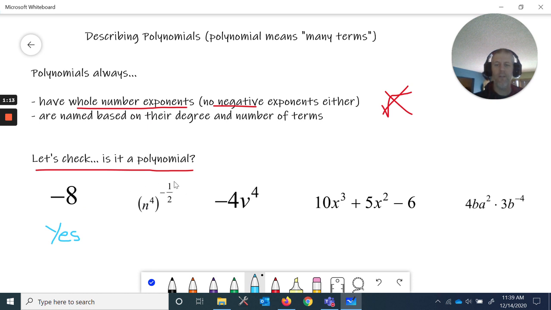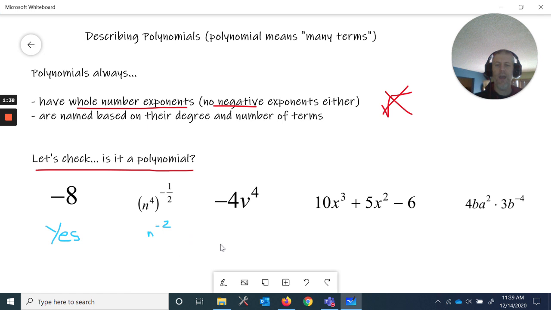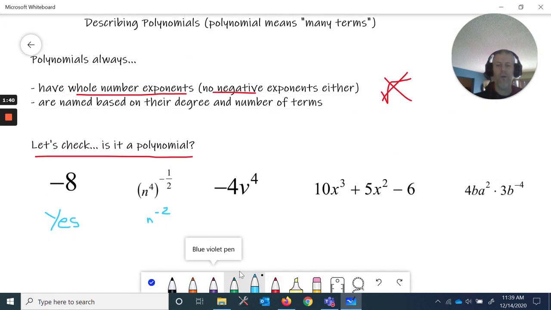Okay, let's look at this one. So I look at my exponent. I've got a fraction and I've got a negative. So those are both no-nos. But I also have an n to the fourth here. So if you remember your power rule, you multiply these two things. So 4 times -1/2. That's going to become -2. So half of 4 is 2. Positive times negative is negative. So we get n to the negative 2 after we simplify. And if we do that, we have a negative exponent. So no, not a polynomial.